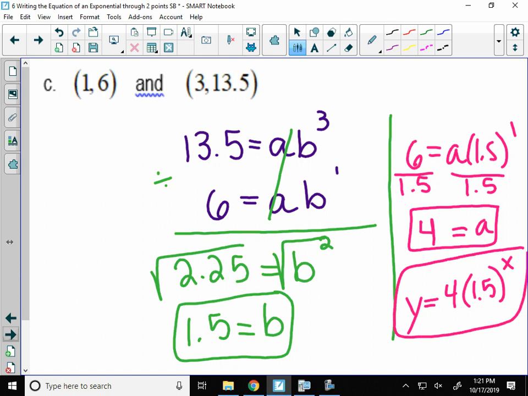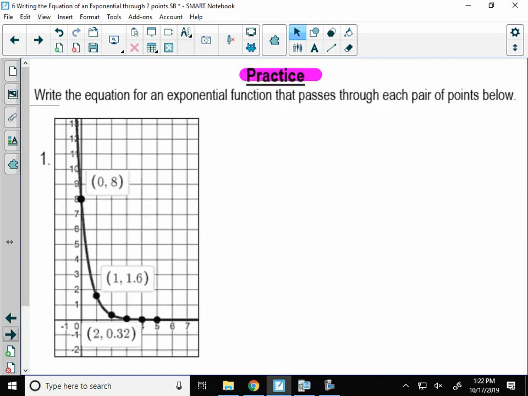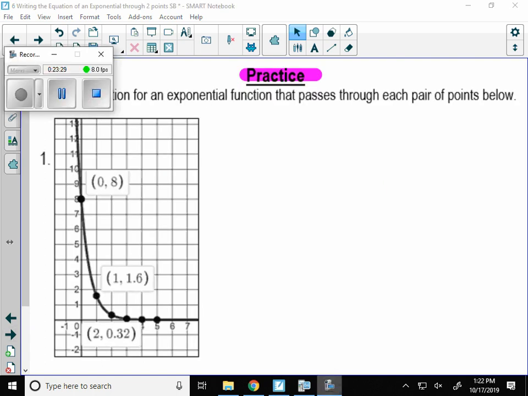Not bad? Do you think this is easier, harder, about the same as doing elimination or substitution for lines? Easier. A little bit easier, right? And we're going to see later, next unit, we're going to do a bunch of linear and exponential stuff. And the exponential just seems to be easier for whatever reason. You have 3 problems for homework practice.